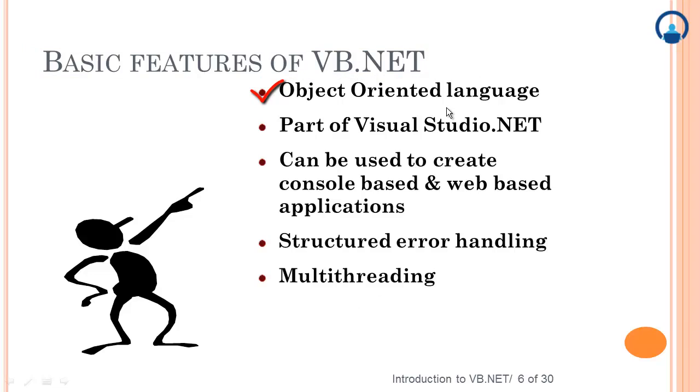First is object-oriented language, which means VB.NET allows developers to make use of object-oriented features like classes, interfaces, inheritance, and polymorphism. It's a part of Visual Studio.NET. It can be used to create a console-based application, web-based application, or even a Windows-based application.